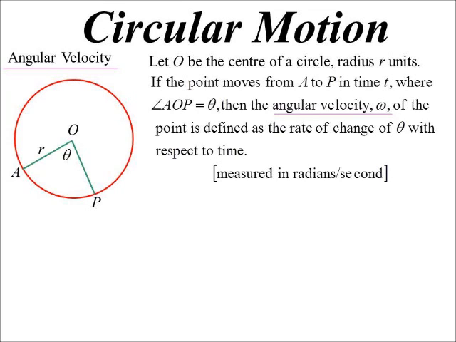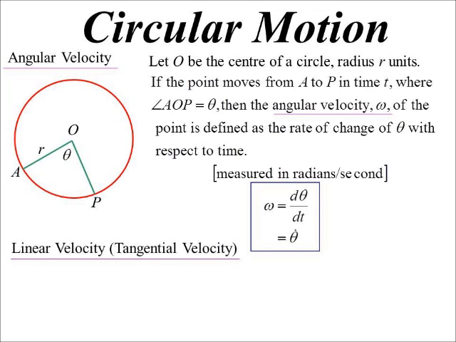Often we symbolise that with omega, or it could be dθ/dt, or using Newton's notation, it could be theta with a dot on top. We measure it in radians per second usually. I suppose it could be another time unit, but you'll find that most of this stuff is radians per second. So all right, how do we convert it into a linear velocity, also known as tangential velocity?